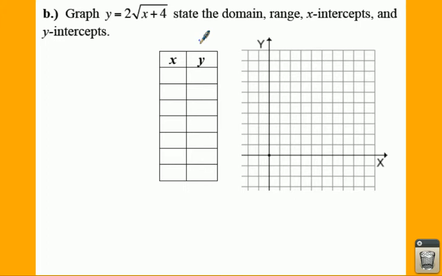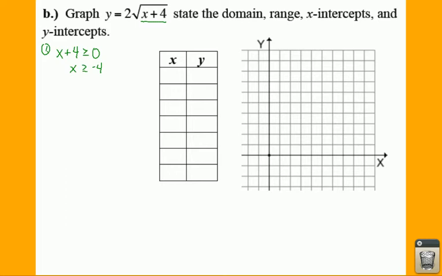Alright, so here for example 2b, we're still going to graph, find our domain, range, x-intercepts, y-intercepts. So we're going to start with our first step, which is taking what is underneath the radical and setting that greater than or equal to 0. It has to be greater than or equal to 0 because you cannot have a negative underneath here. So we're going to say x is greater than or equal to -4.